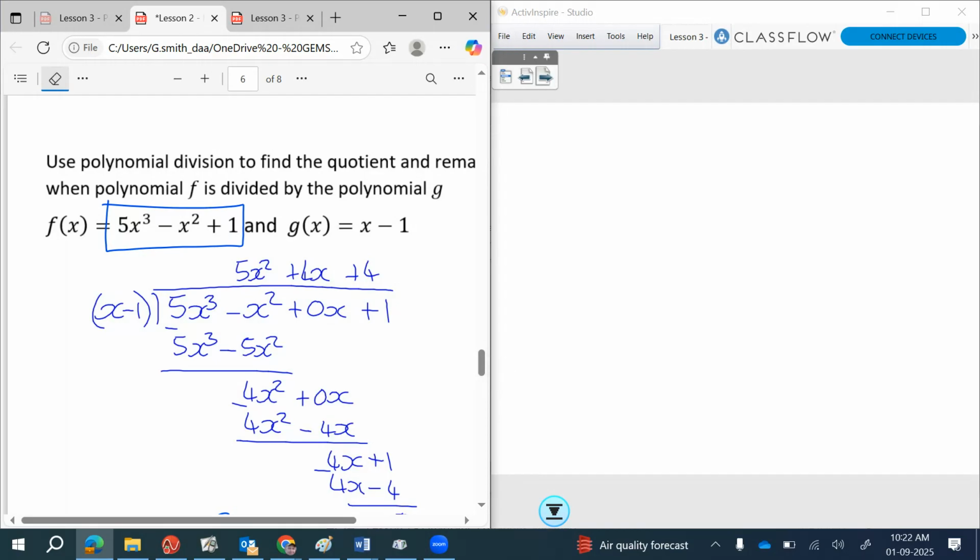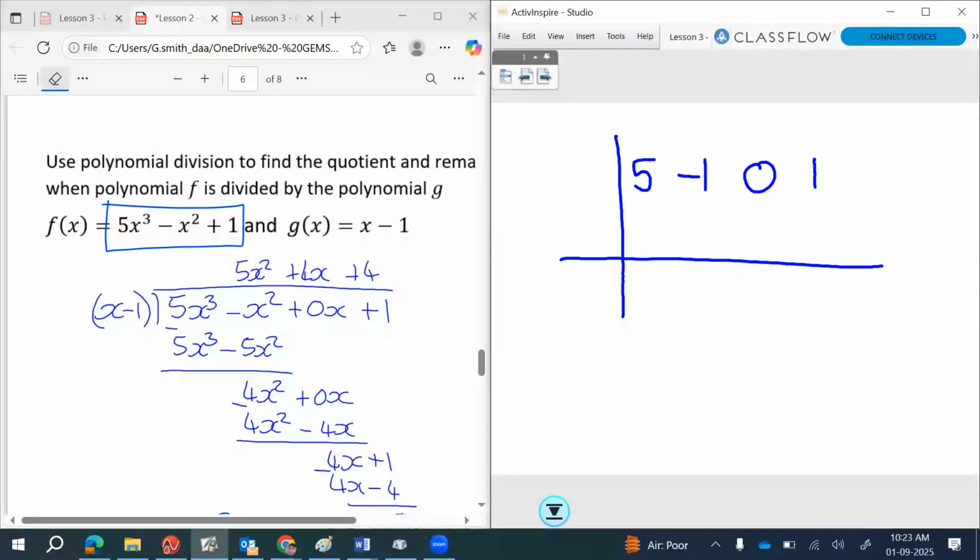Let's try this one. Follow it along with me, and then I'll give you one for you to do. Which coefficients are we going to use? 5, minus 1, 1, and then the remainder is 1. What value of a shall we use? 1. What do we do first? Bring the 5 down.